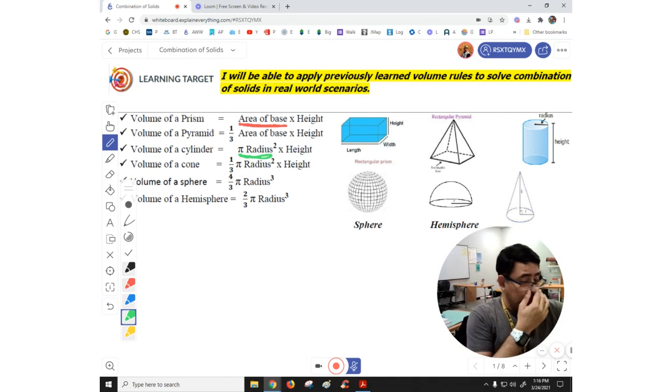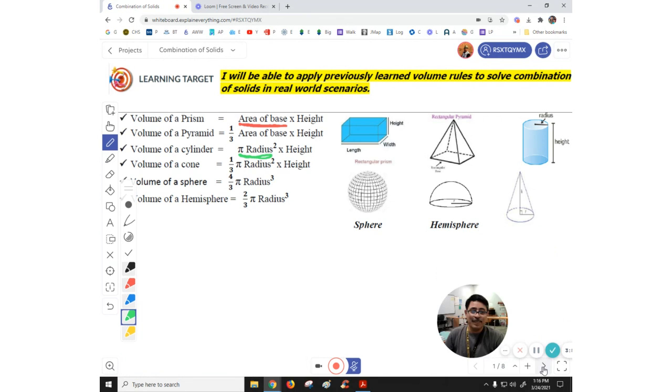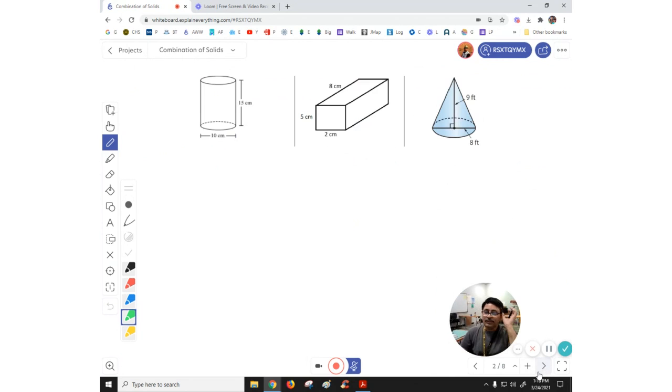Okay, now let's quickly jump to the questions. Let me minimize myself. Well, the next page has a few quick calculations to remind you how to compute the volume of cylinder, prism, and cone. You have to memorize all these.